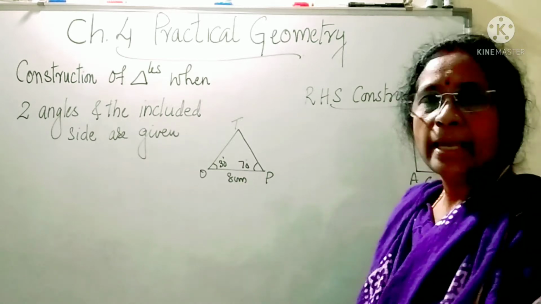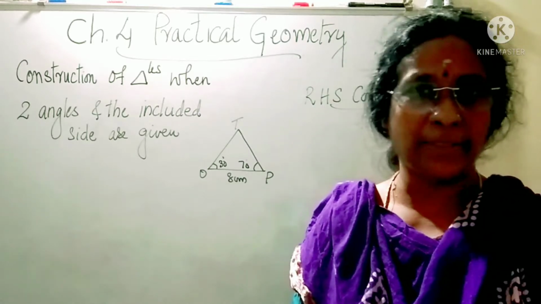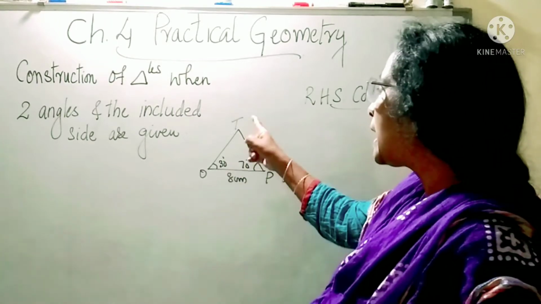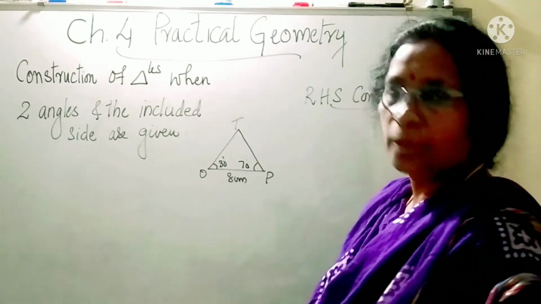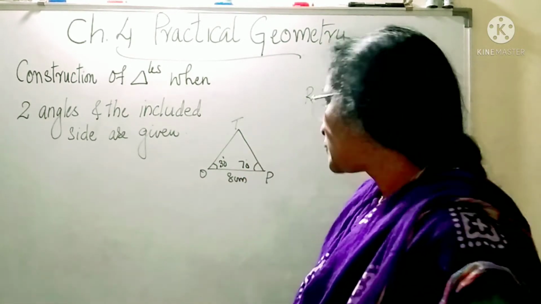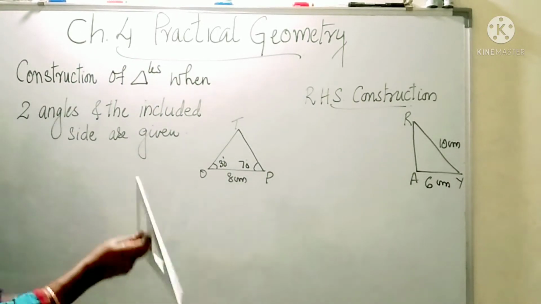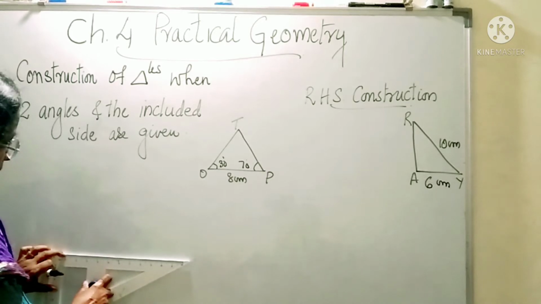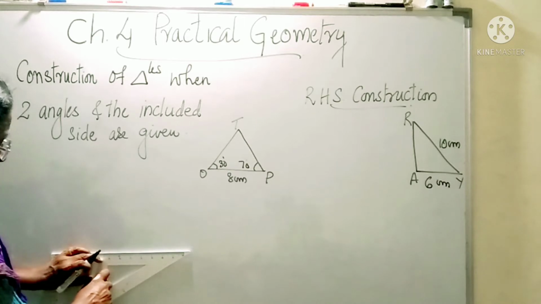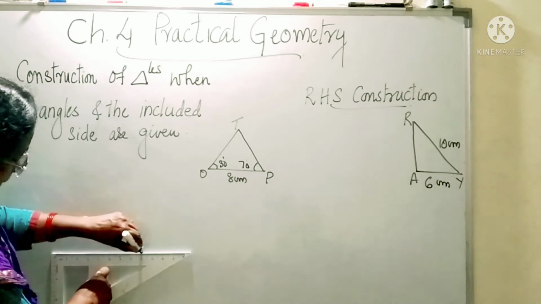How to construct? Again, for construction of any figure, the first thing that you have to draw is the base. So here what is the base? 8 centimeter, side 8 centimeter. Name of the triangle is TOP. If you want to call it TOP or POT, it's okay. So first let us draw a line segment of length 8 centimeter. So keeping it here, let us draw a line segment of 8 centimeter length.